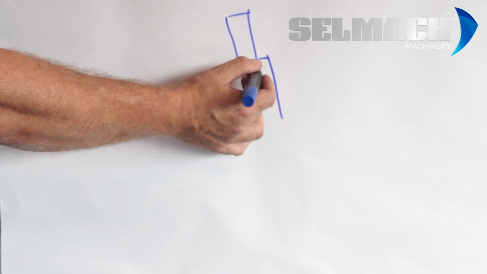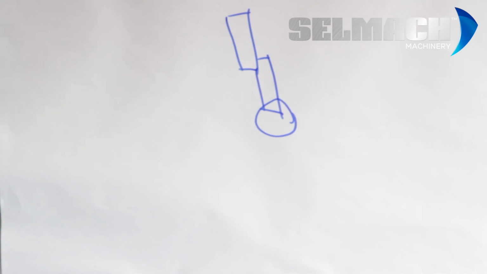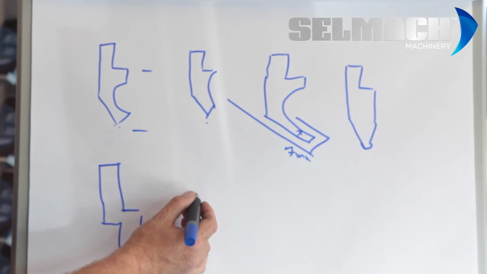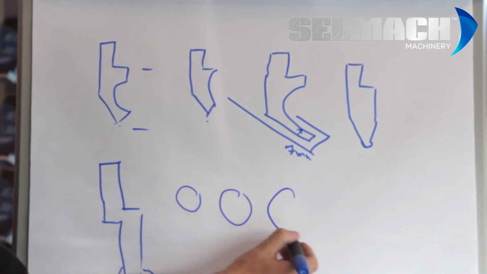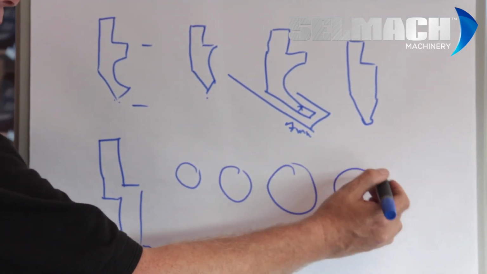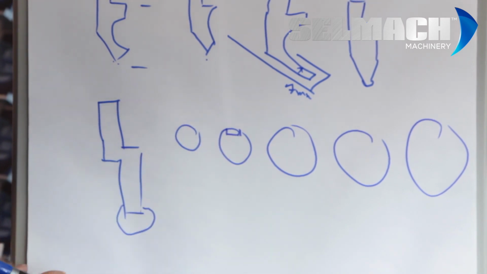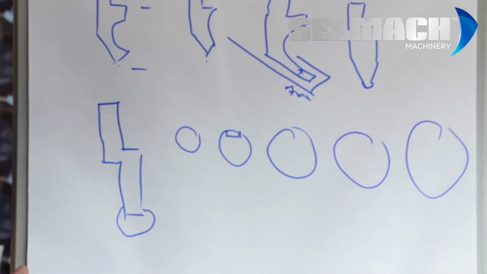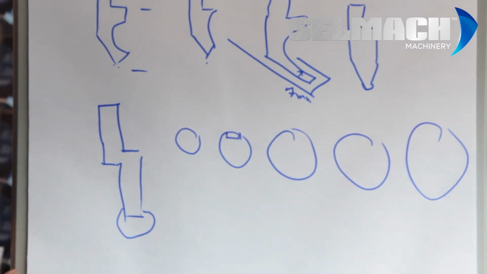Okay, if you're doing a rather large radius with rather large V, let's say a 200 mil V, 300 mil V, we do a selection of holders that look like this, and on the bottom of the holder you will place a radius tool. The radius tool can come in different sizes, and there is a slot machined in the top.